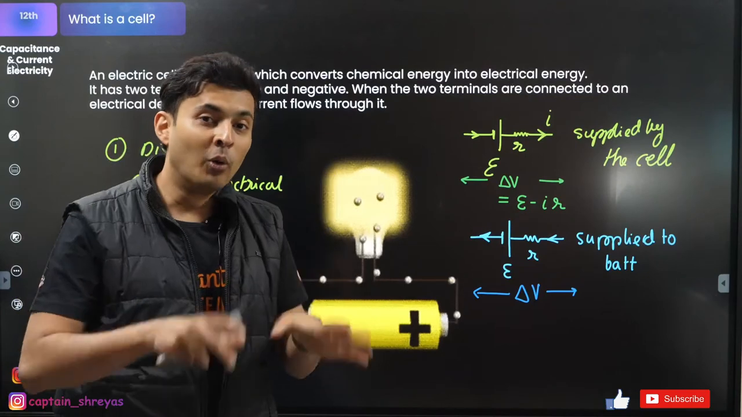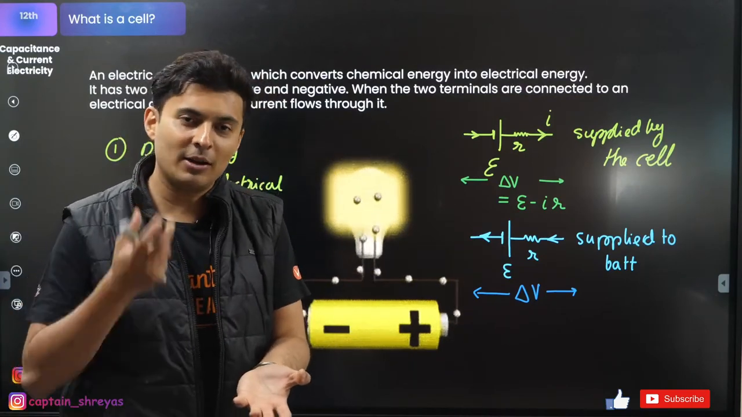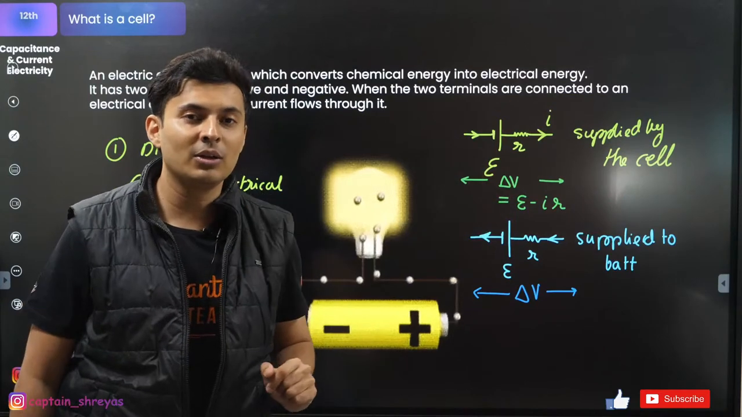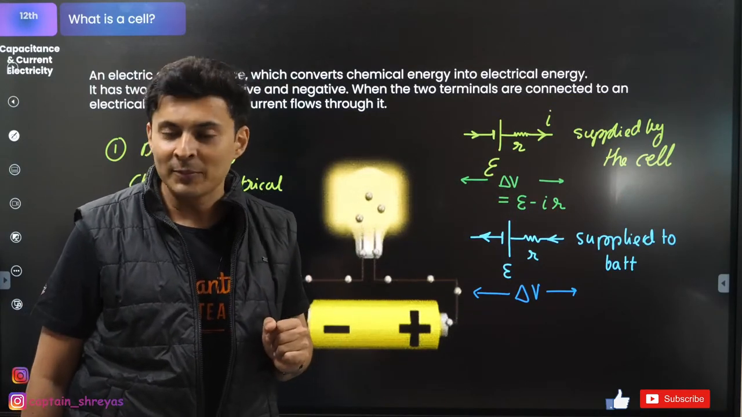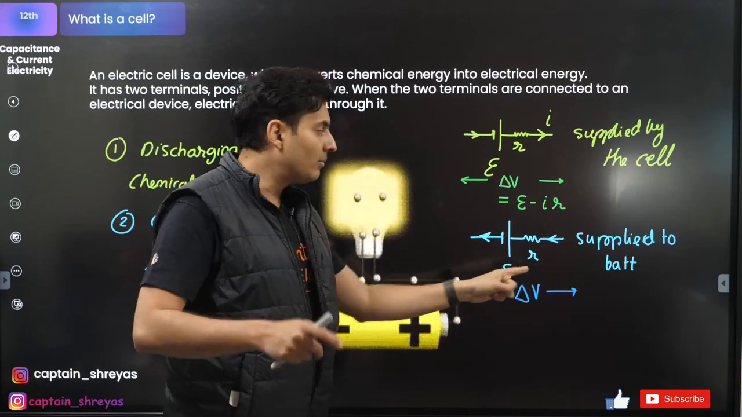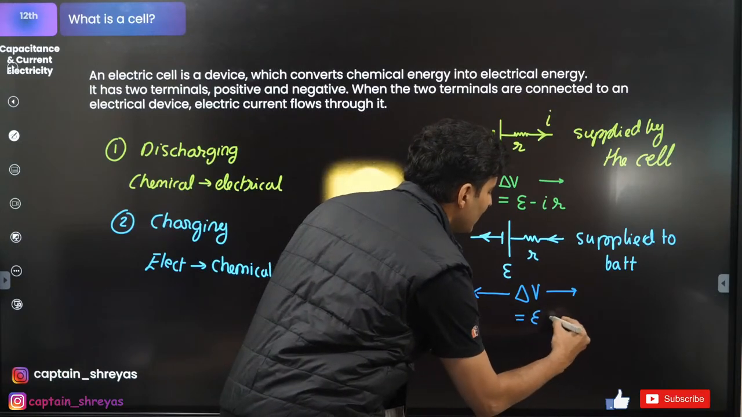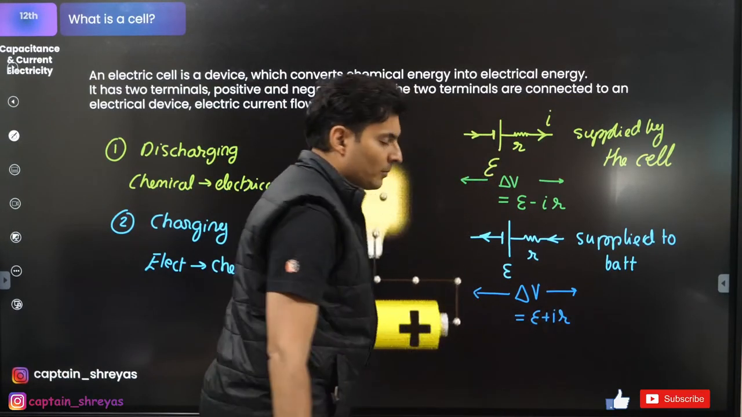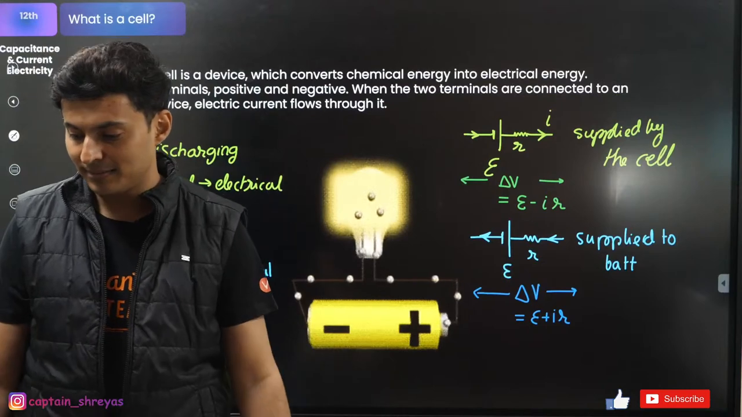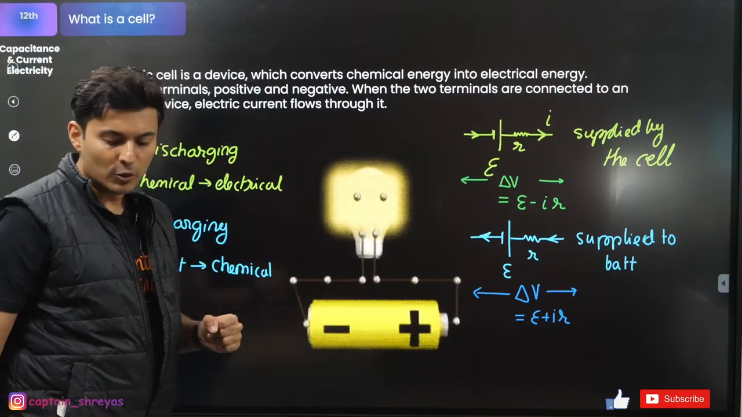So they will give you more because they know you are going to slowly take one chocolate and put it in your mouth and give the remaining to your friend or brother or sister, right? Same way, while you are charging it, it knows that there will be some drop across the resistance. So you have to supply more. So this delta V will be E plus IR. E plus IR. Okay. Now, why does this internal resistance arise, you might ask?